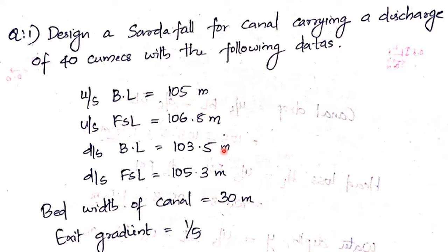Now, let us come to the question. Here the question is to design a Sarda fall for a canal carrying a discharge of 40 cumecs with the following data. That is, upstream bed level is given as 105 meters, upstream full supply level 106.8 meters, downstream bed level 103.5 meters, downstream full supply level 105.3 meters. Now, bed width of the canal is given as 30 meters, and exit gradient is given as 1 in 5.